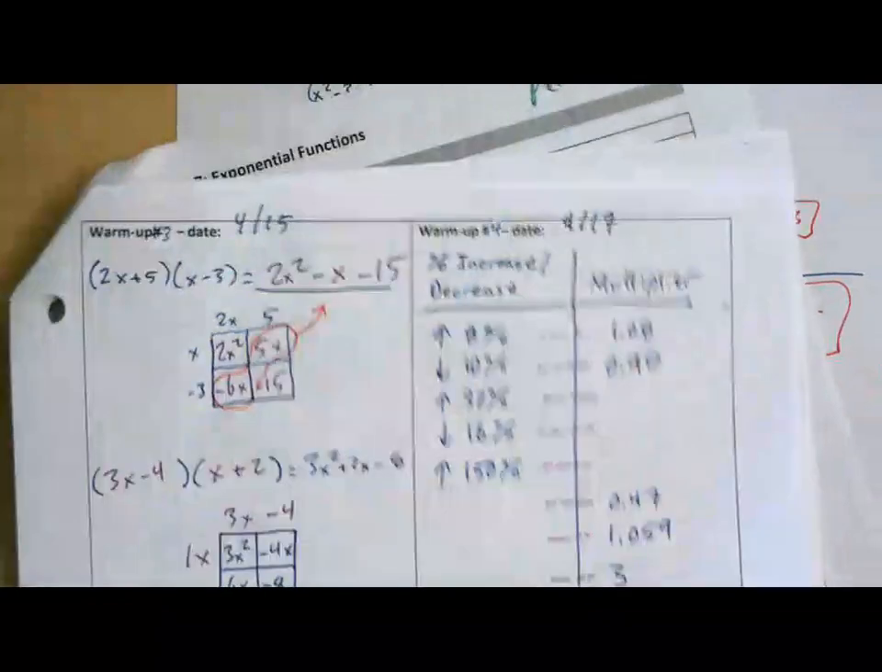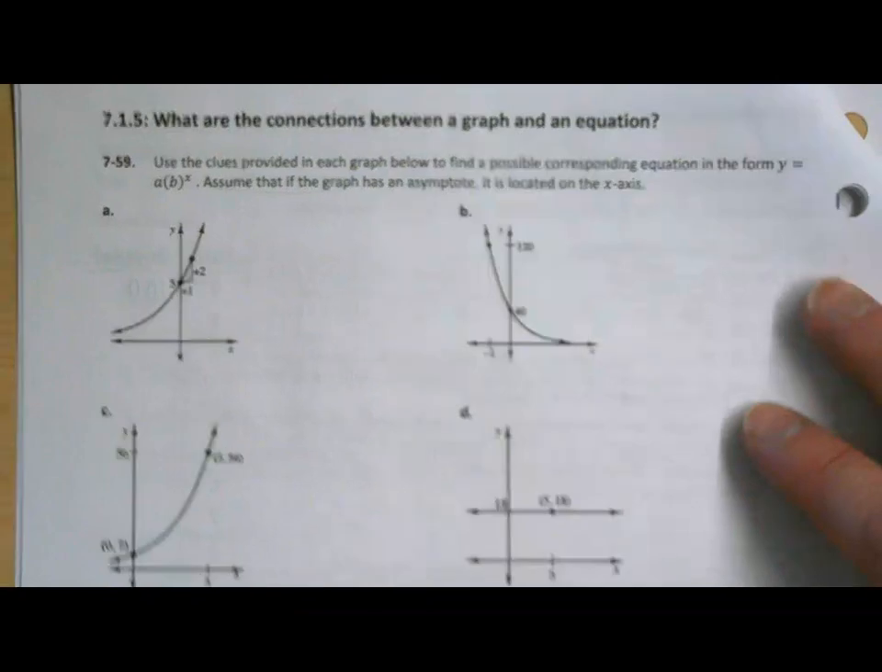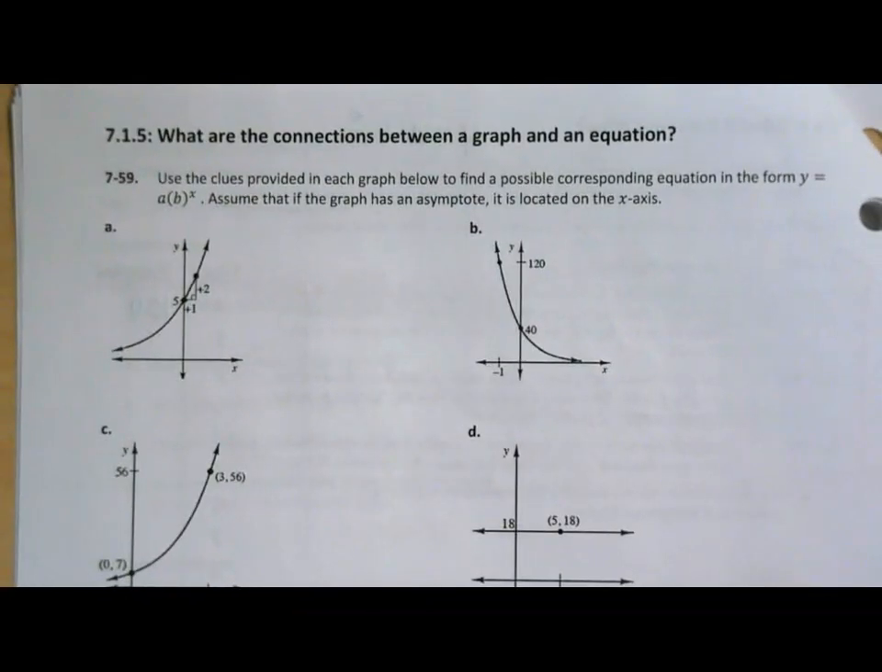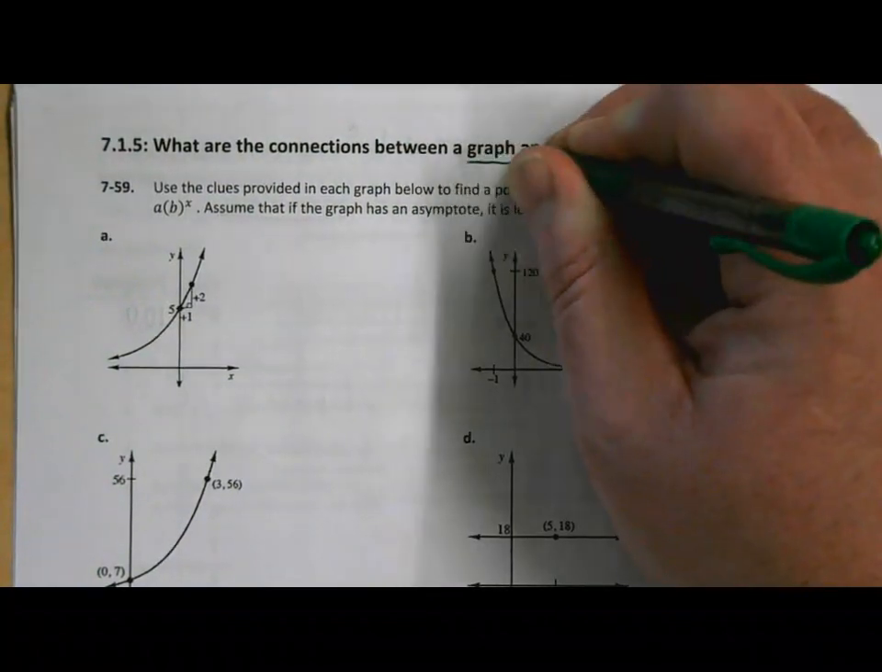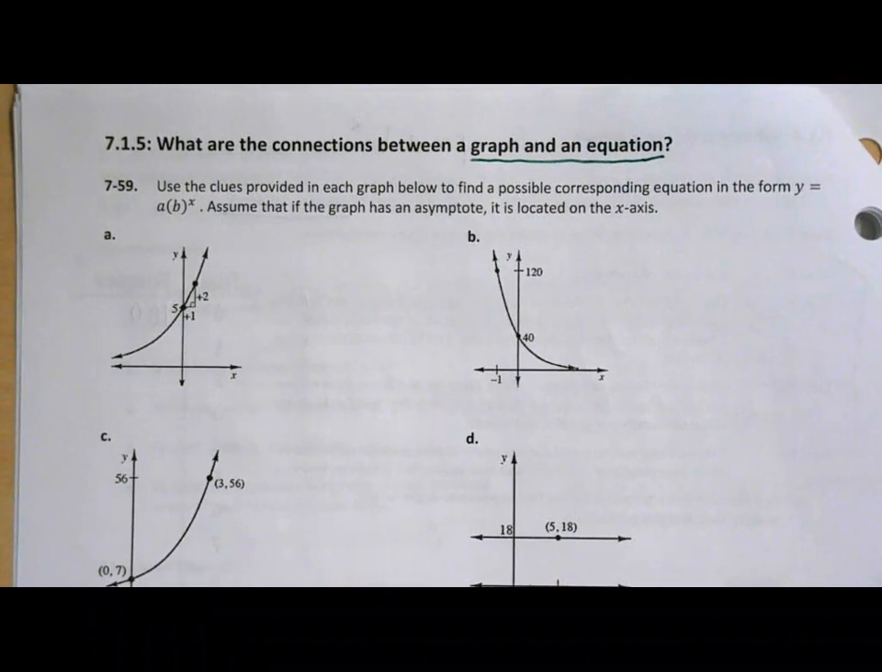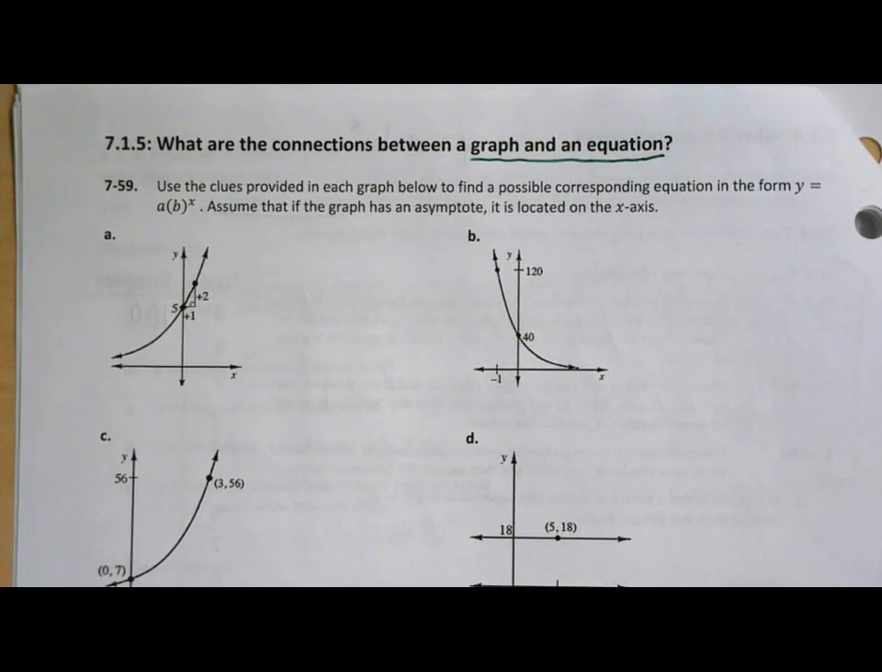Could you guys turn to our next lesson, which is called 7.1.5. What are the connections between a graph and an equation? So our goal today should be pretty self-explanatory. Our goal is to take a graph and turn it into an equation. Now, we've done this a whole bunch with tables. So that is an option for us. We know how to turn a graph into a table, and then we know how to turn a table into an equation. But I want us to go straight from the graph to the equation if we can.